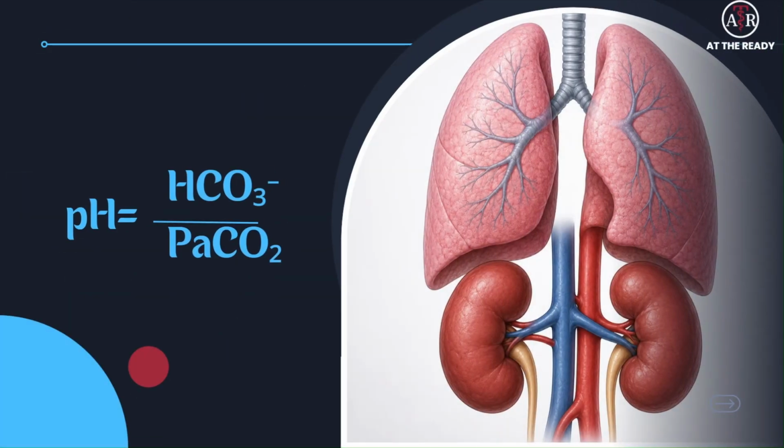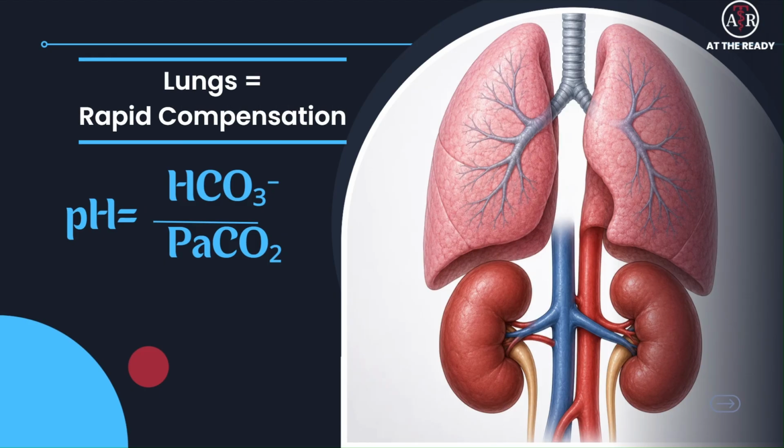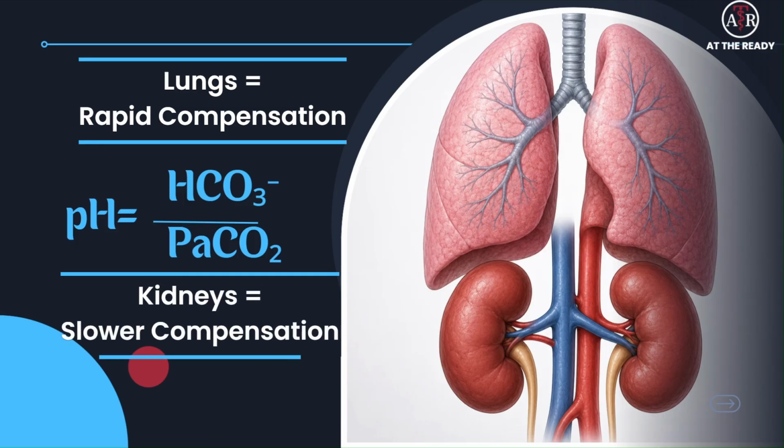At the simplest level, your pH reflects the relationship between bicarb and carbon dioxide. The lungs control the carbon dioxide and can compensate quickly, generally within a few minutes. The kidneys control the metabolic side, or the bicarb. Kidneys compensate more slowly, generally over hours to days.